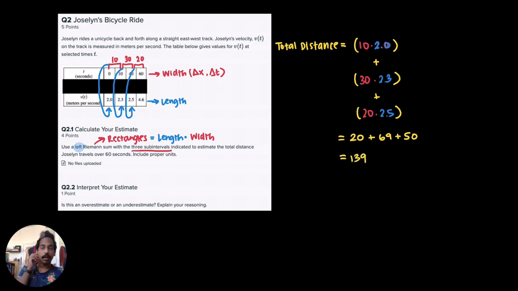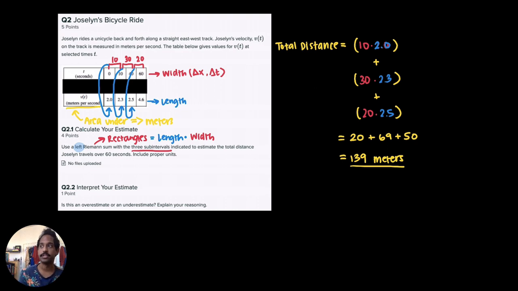Now we're not done there. We have to also include our units since we're finding the area under the meters per second curve. Area under this, that tells us our final unit will be in meters. So we're going to say 139 meters.